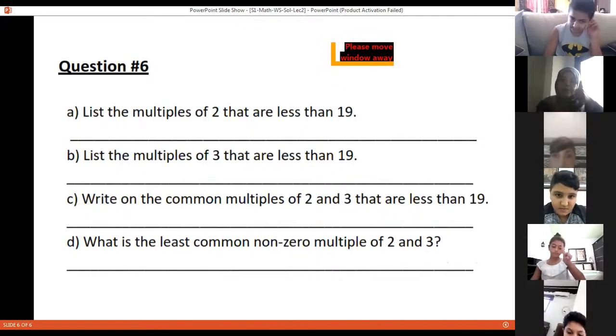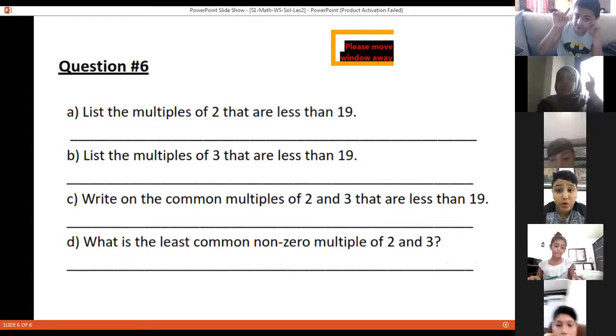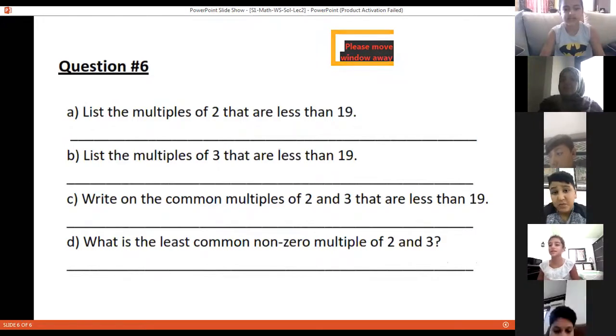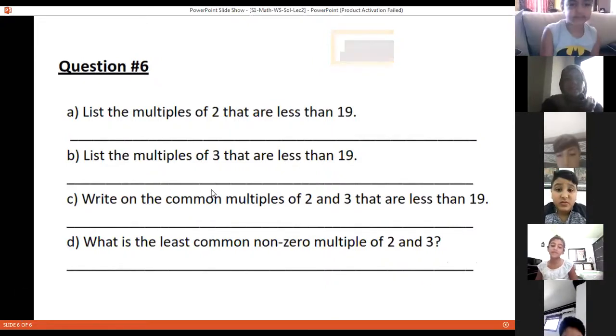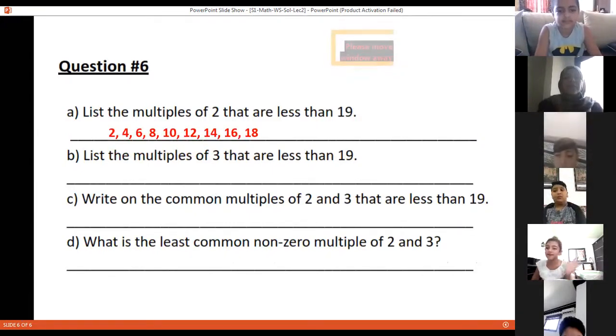So it's 2, 4, 6, 8, 10, 12, 14, 16, 18. So I stop on 18. Very good, because we have 19. Now I want the multiples of 3 that are less than 19. 3, 6, 9, 12, 15, 18.